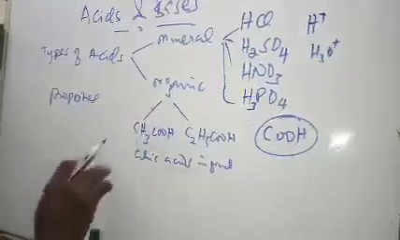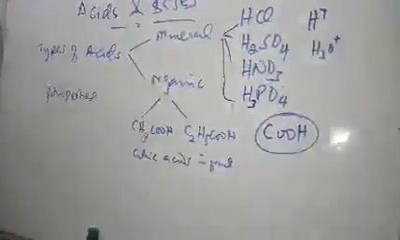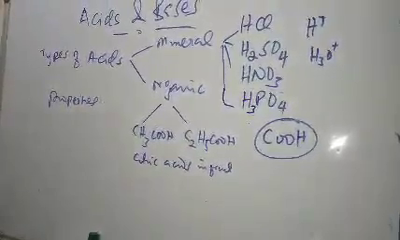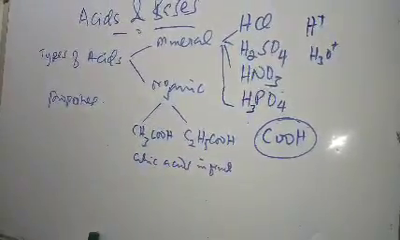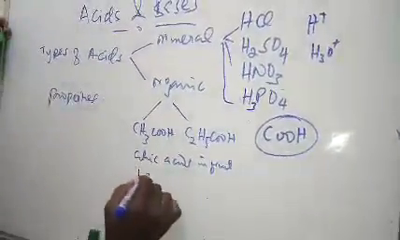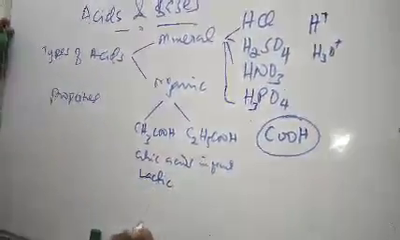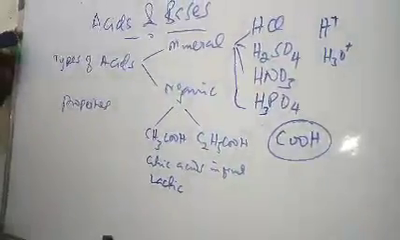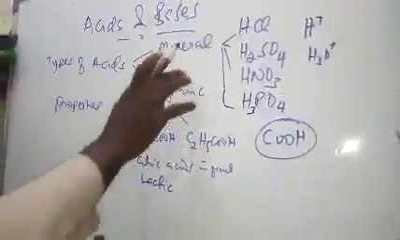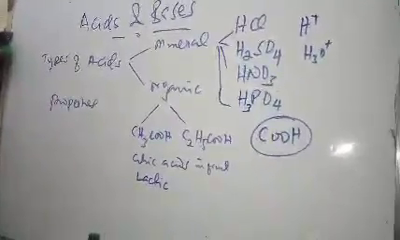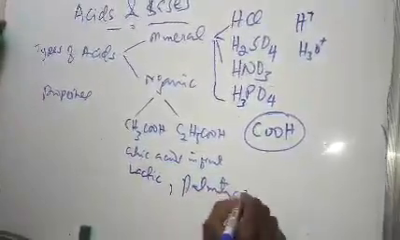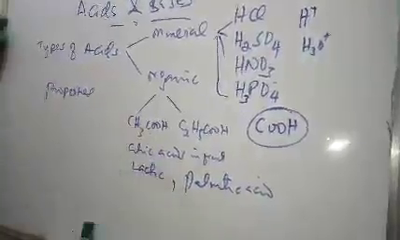And the organic acids, we have our ethanoic acid, we have our methanoic acid, we have our citric acid, we have our lactic acid, which is present in milk, and we have our palmitic acid. These are all acids that are referred to as organic acids.